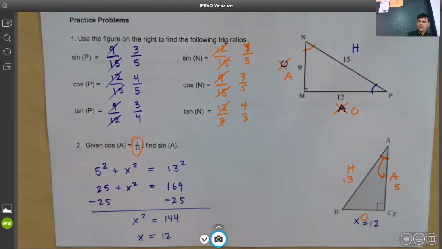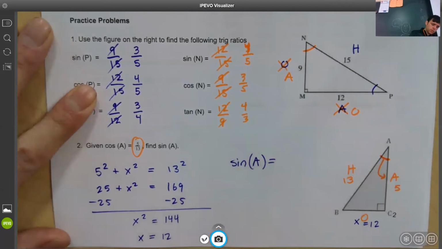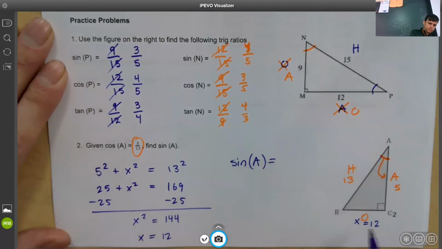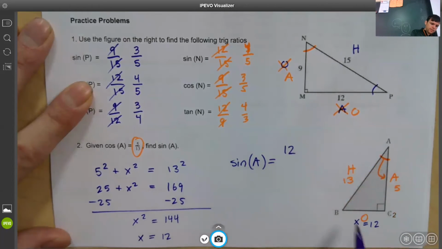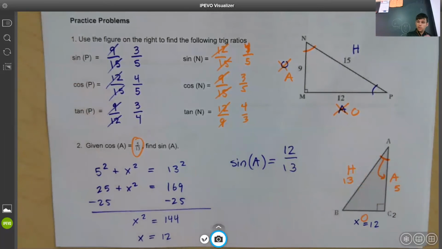Picture's not quite drawn accurately. These kind of look like they're switched, but that's fine. We're just using the picture for guidance here. So the sine of angle A equals the opposite, which is 12, divided by the hypotenuse, 13. So given one of the trig values, we're actually able to find the other ones. It's kind of neat. Anyway, we'll stop that. That's going to be all for part 2.